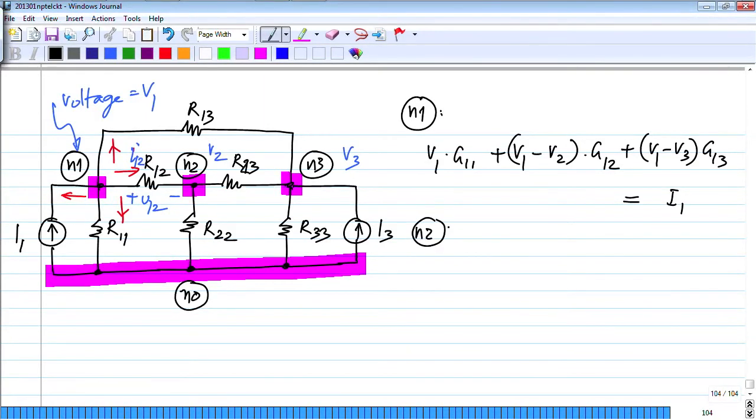Now at node N2, I will write it similarly. The current through R22 is V2 times G22, because the voltage across that is V2, voltage between this and the reference node. And the voltage across R12 is V2 minus V1. Now note that while writing the equation for node 1 for R12, I took the current from left to right. Now I will take it from right to left. That's because for every node I will write the equations in terms of currents flowing outwards. And the current flowing from right to left is V2 minus V1 times G12. I hope that is clear.